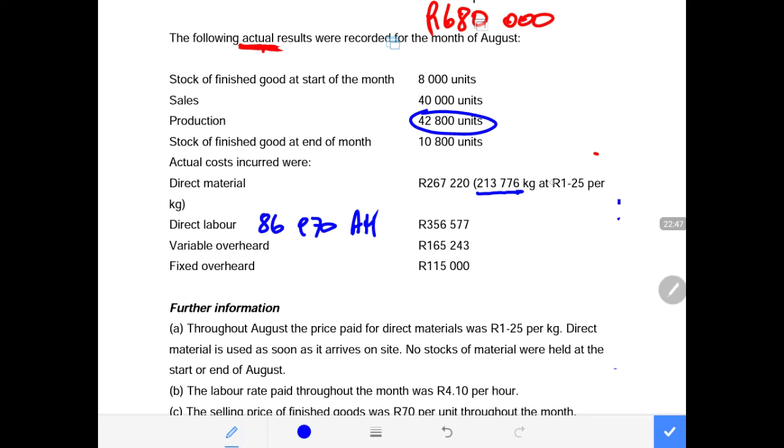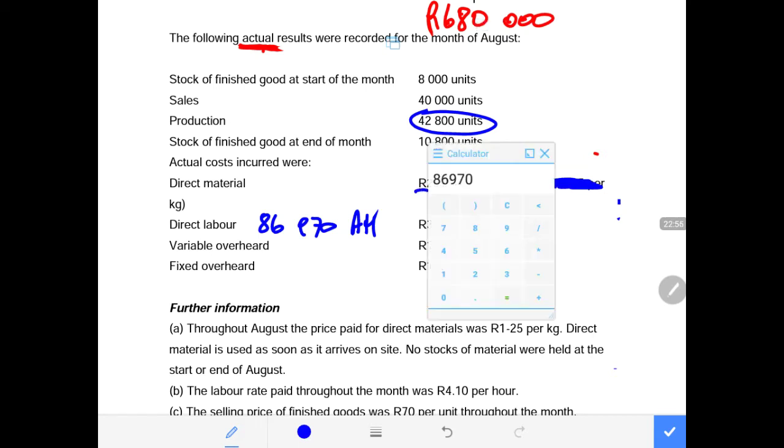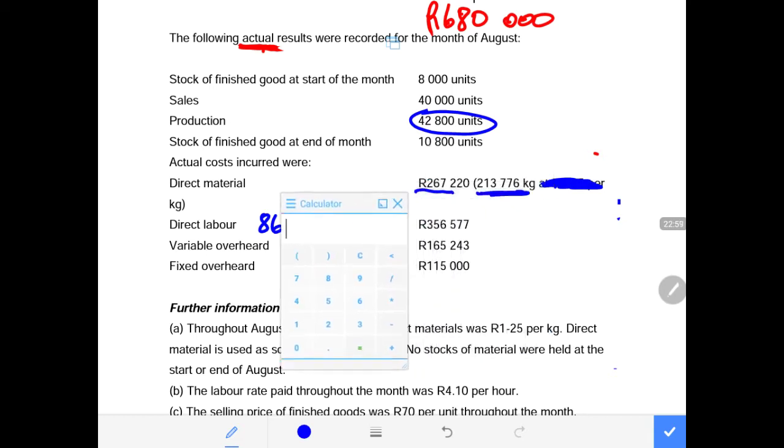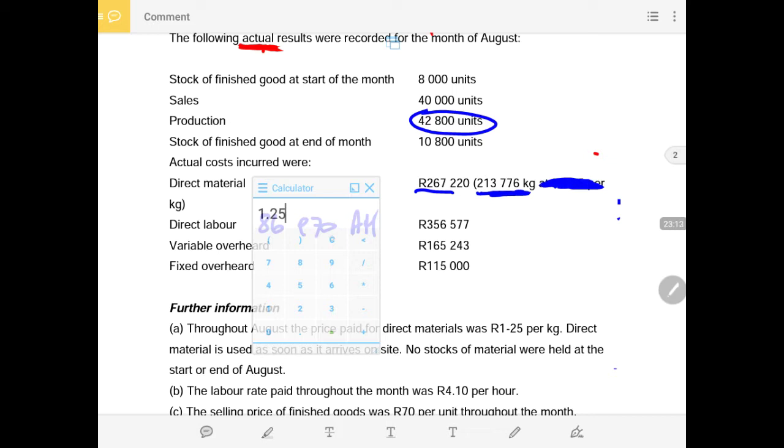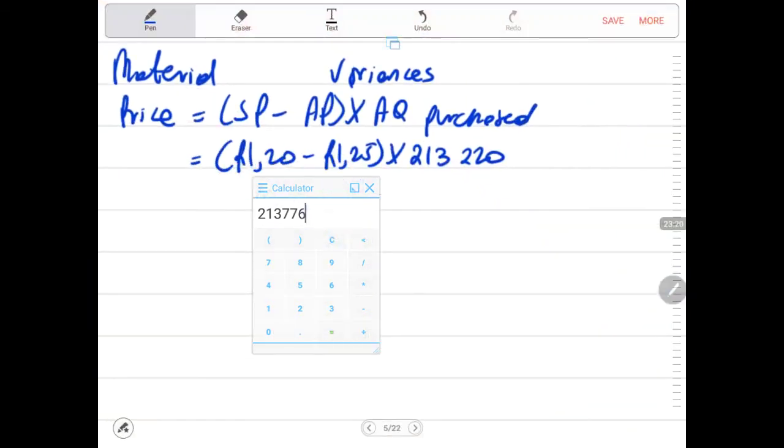Now again, there was no need for them to give us this price, because the minute we know the cost and the total units, in this case being the kgs, we could have said the cost of 267,220 divided by 213,776. This could have given us the same 125 cents. So now let us write that: 213,776 is our material that was purchased.